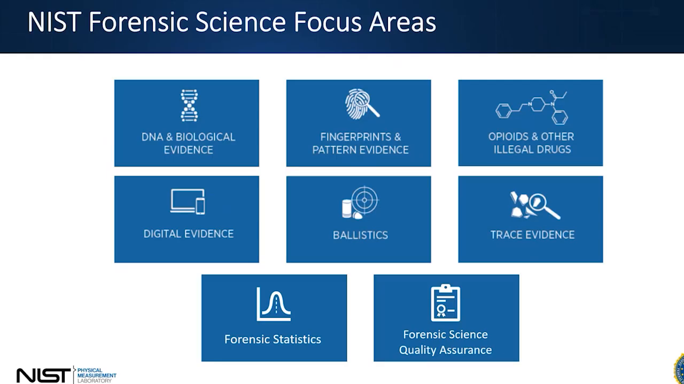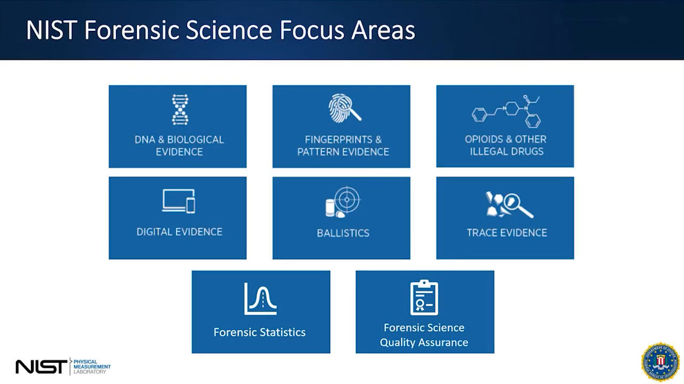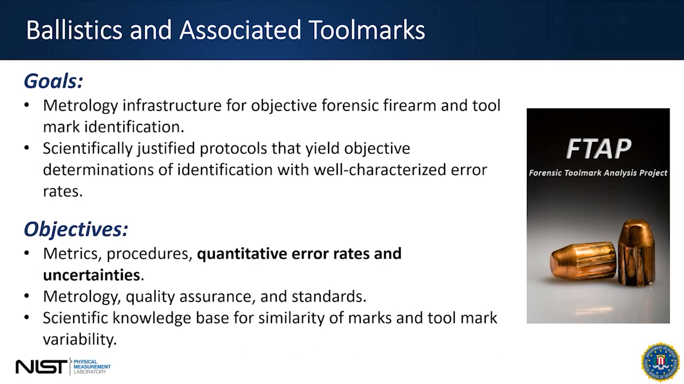But NIST has been involved in the forensic science arena for quite a while. You can see a list of the different types of focus areas here. Ballistics is one of the original 6, and we've been doing this for the better part of a decade now in these focus areas. And our goal is to provide the metrology infrastructure for this objective forensic firearms and toolmark identification. So what does metrology infrastructure mean? Metrology is the study of measurements, or the science of measurements.